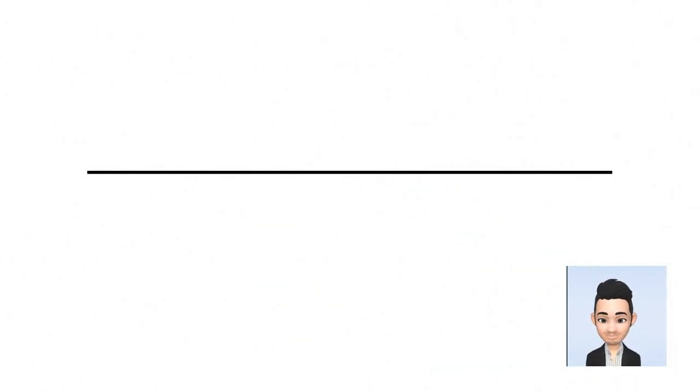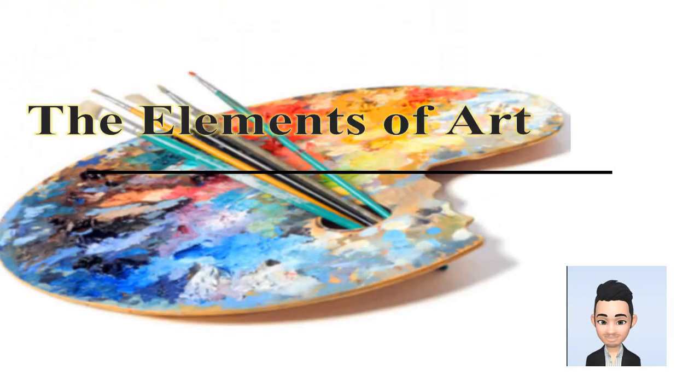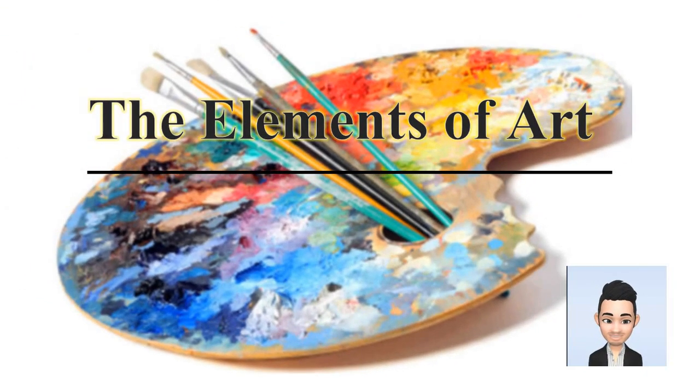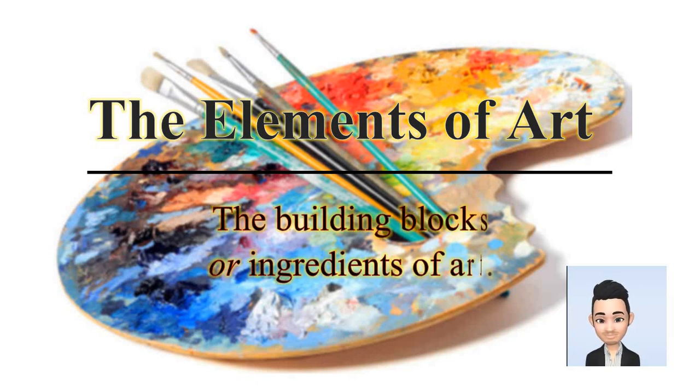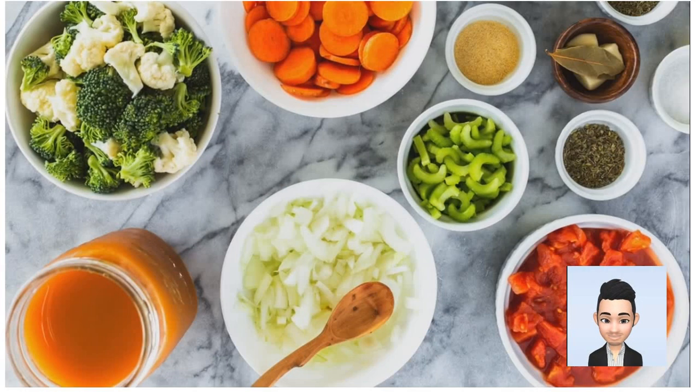So, the elements of art are a lot like the ingredients of a recipe. It's basically all of the things that we need to put together in artwork. So for an actual definition, the elements of art are the building blocks of art.